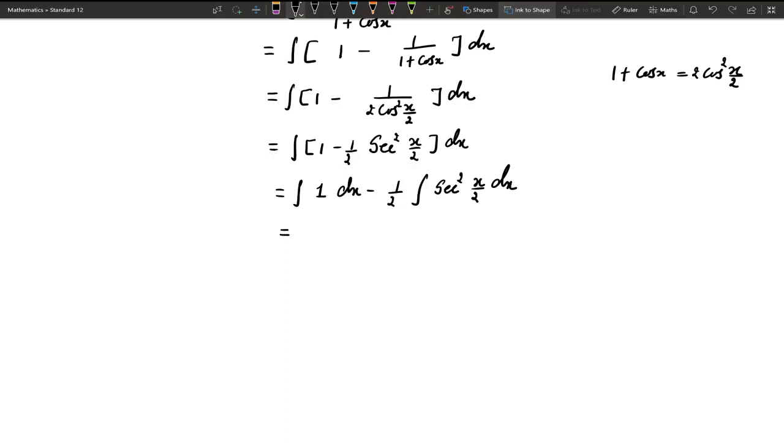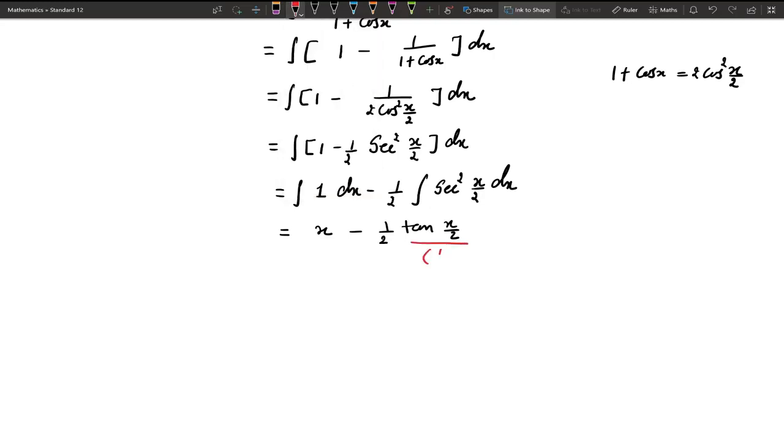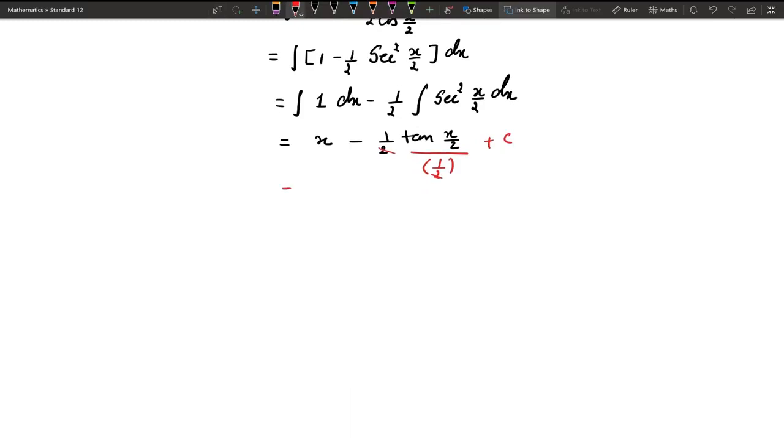Now we integrate term wise: 1 dx gives x, minus tan x by 2 with the 1 by a formula, upon 1 half, plus constant of integration. So you can simplify this thing. So the 2 cancels. So the answer is x minus tan x by 2 plus c.